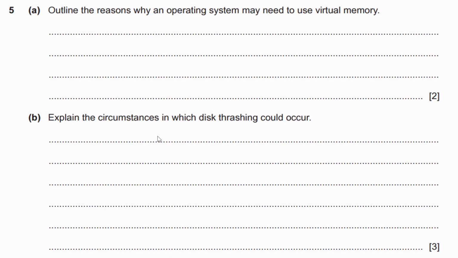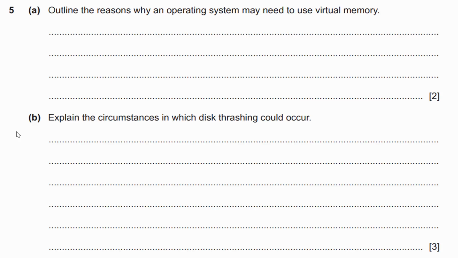Outline the reasons why an operating system may need to use virtual memory. So they want to know, do you know what virtual memory is, and do you know why it would need to be used? And then explain the circumstances in which disk thrashing could occur. Now, when you're on this topic, this is 16, which is purposes of an operating system. What does not appear on this paper 3 exam that you also want to review is the ready state, the running state, and the block state. Make sure you review that as well, because that could appear on the paper 3 exam.